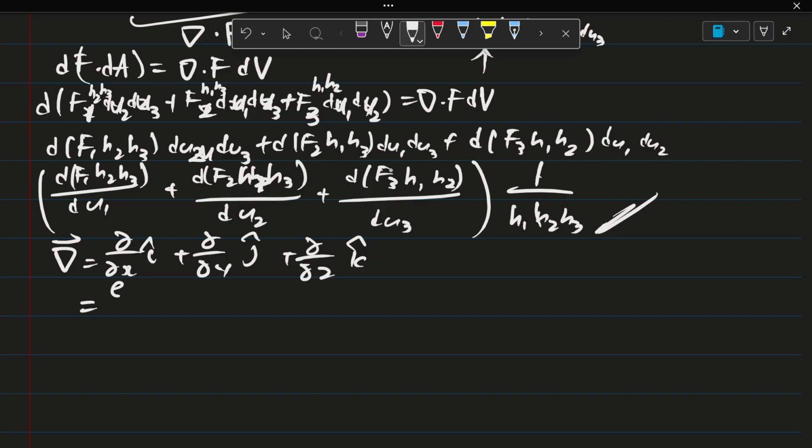So it would be just e_i over h_i. Sorry, it's e_i over h_i, partial over partial u_i. You just take the sum of all of this. It's that simple. But here's something that I want you to remember, is that you couldn't really use this straight away when you're applying this for divergence or curl.